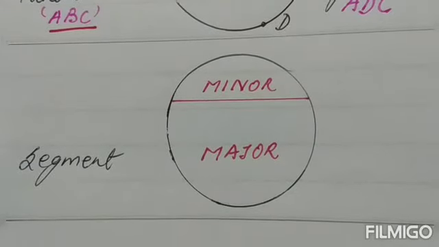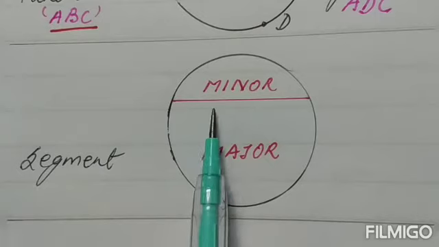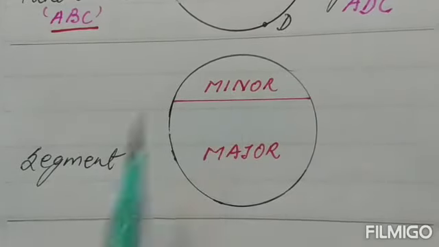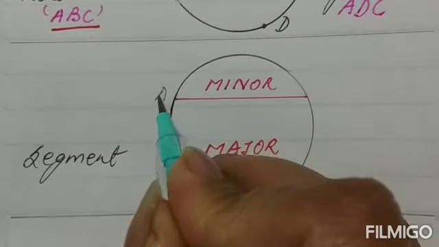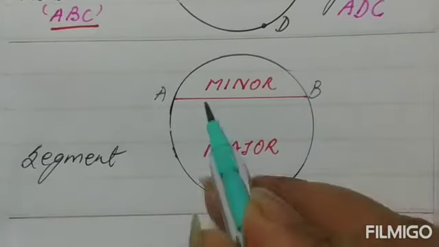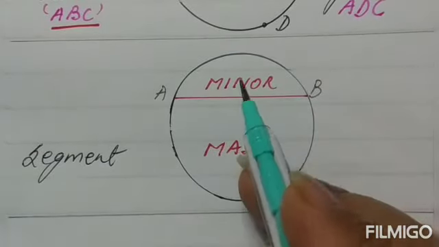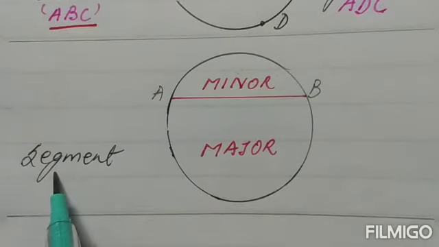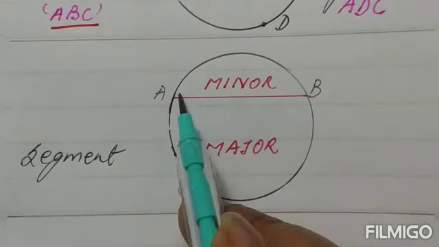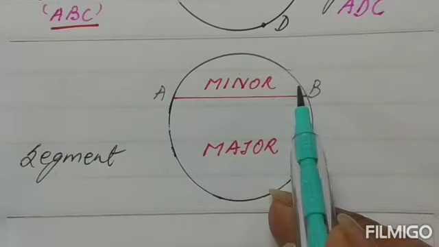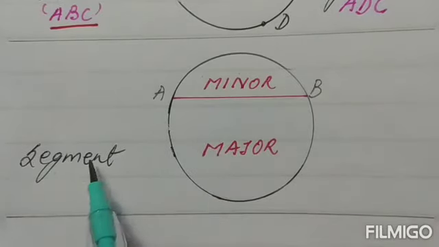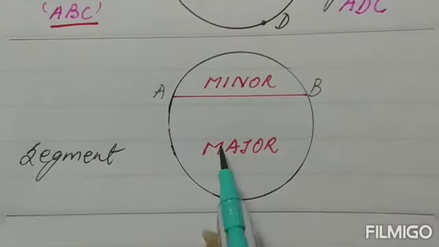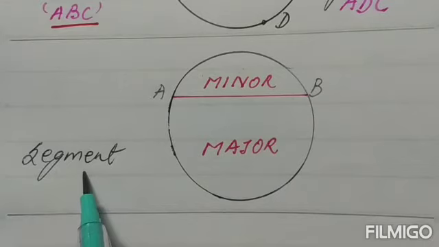The next thing we come to, children, is the segment. Now suppose this is a chord and I give it the name AB. This chord is dividing my whole circle into two parts. These two parts are known as segments, children. The smaller part is known as the minor segment, and the bigger part of the circle is known as the major segment.